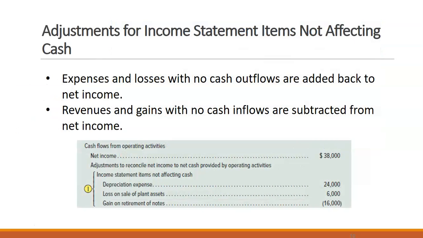We can then see that we have adjustments. So first we start with those adjustments for income statement items not affecting cash. So expenses and losses with no cash outflows are added back. Revenues and gains with no cash inflows are subtracted.